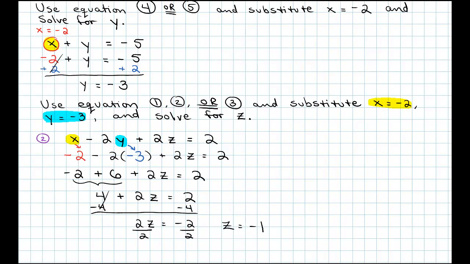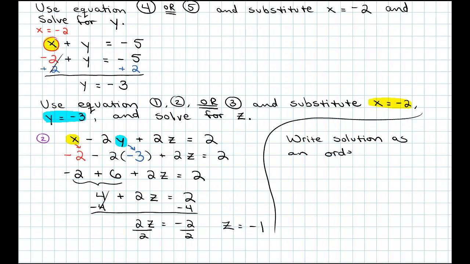So now what you want to do is write your answer as an ordered triple. Write the solution as an ordered triple, right? X goes first, Y goes second, Z goes last. Just think about the alphabet, X, Y, Z. So our X value was negative 2, comma, Y was negative 3, Z is negative 1.